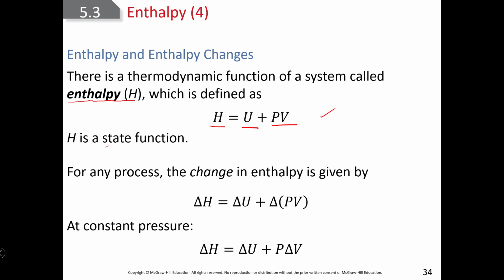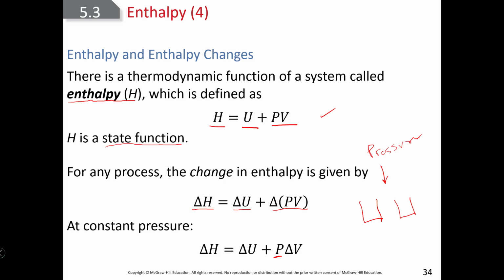And H, enthalpy, is a state function. So all we can do is measure changes in enthalpy. Changes in enthalpy is all we can truly measure. That is equal to the change in the internal energy plus the change in the pressure-volume of that system. Okay? Well, the pressure remains constant, right? We assume that when we do a chemical reaction, from start to finish, the atmospheric pressure is not changing through the course of the reaction. So that's why the P comes out here.